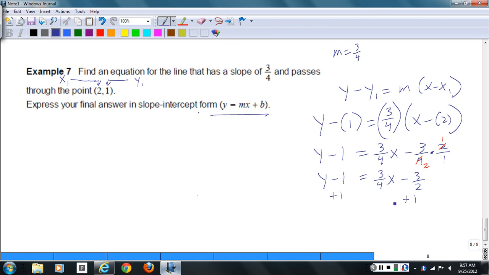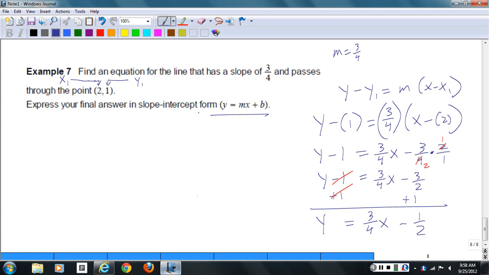Almost there, add 1 to both sides. And y equals 3/4 x. Cancel those 1s. Negative 3/2 plus 1 gives us what? Minus 1/2. Is that clear in your thinking? Negative 3/2, I guess plus 2/2 would be one way to think about that. That would give you negative 1/2. So we write this, y equals 3/4 x minus 1/2.